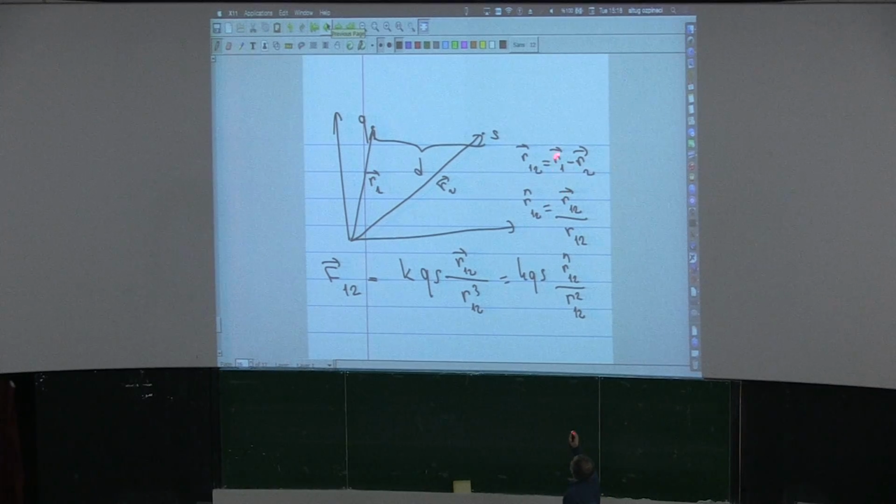Yes, it is R1 minus R2. Of course, this is equal to minus KQ with R21 divided by R21 cubed, which is nothing but minus F21. This is the force acting on the second charge, due to the first charge. So I have these two charges. They are exerting forces on each other.